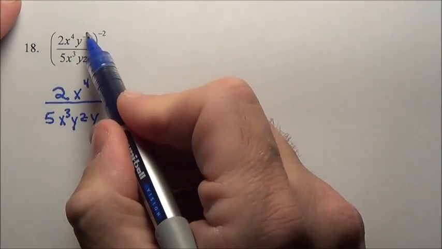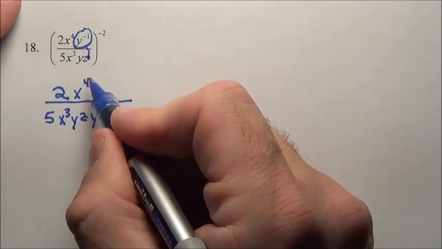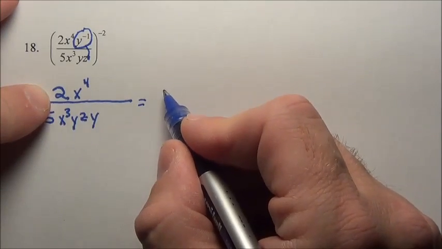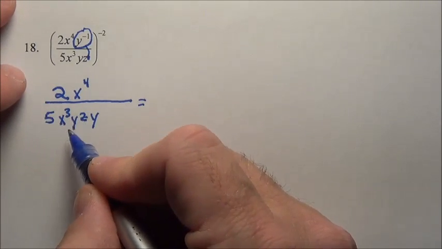Well, not much changed. The only thing that really moved was the y to the -1. We took him and we moved him down here. So he's right there now. Now let's clean this up. We have 2x to the 4th and an x to the 3rd in the bottom. So somebody's going to disappear.